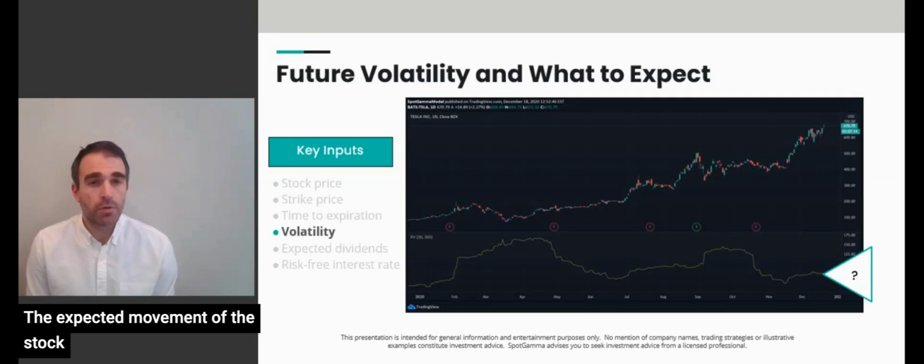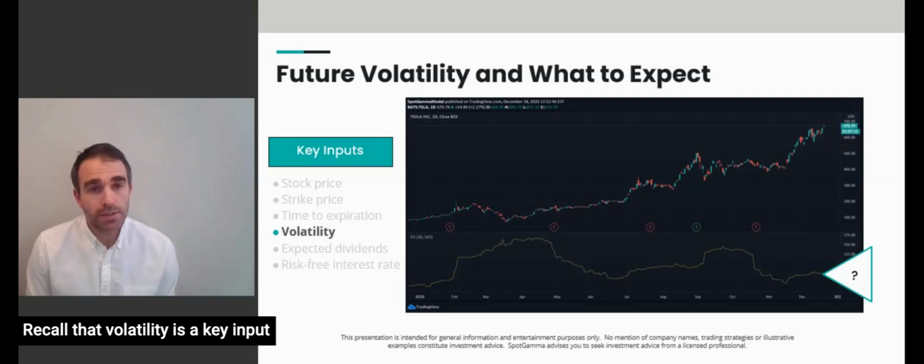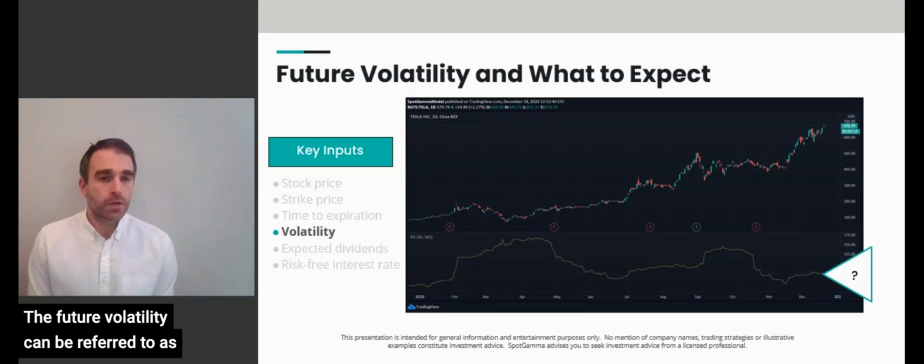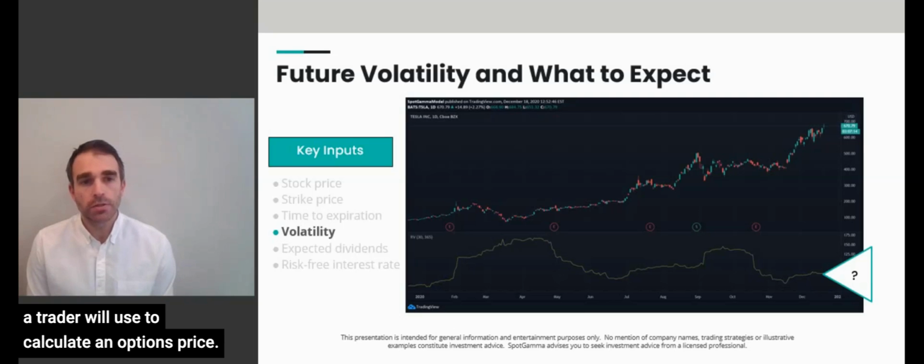The expected movement of the stock for the remainder of the option's life is at the core of an option's price. Recall that volatility is a key input in our options pricing model. The future volatility can be referred to as implied volatility because it is the expected volatility a trader will use to calculate an option's price.